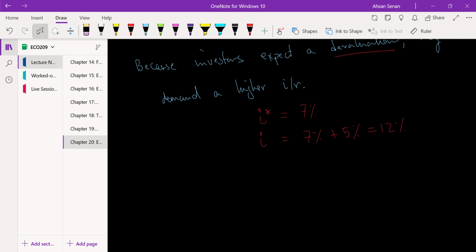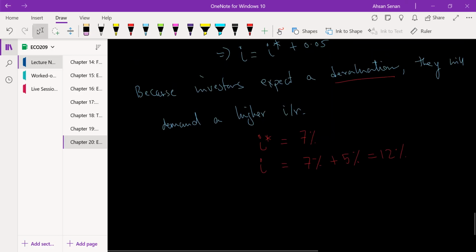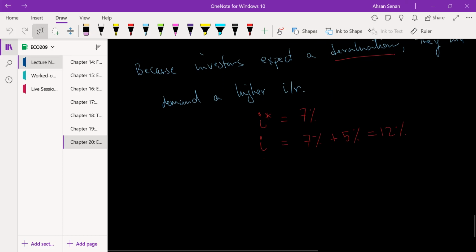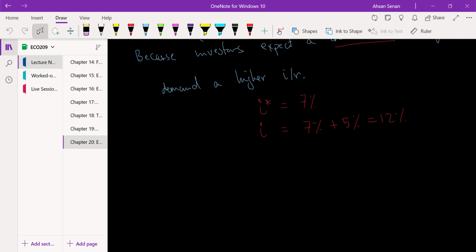Yeah, so because of this rumor, this misperception that investors have, that there is going to be a devaluation, they now demand a higher interest rate. Of course, the country may not be able to provide this higher interest rate. So what will investors do?